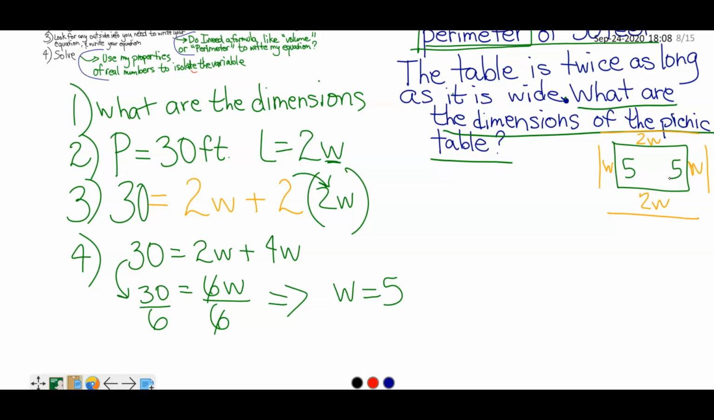Now let's do the length. If the length equals 2W, then the length equals 2 times 5, right? Which equals 10. So now we know our other two. And let's add them up together and see if they equal 30. 5 plus 5 is 10, plus 10 is 20, and plus another 10 is 30. So we got the right answer. And that is that.